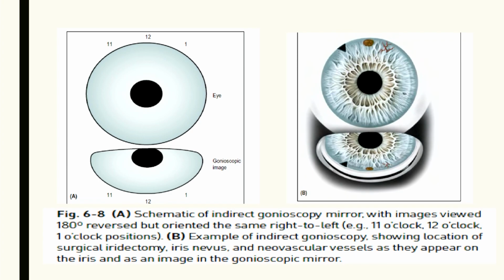This is just showing how the image of an angle is going to appear in an indirect gonioscopy mirror. As you can see, when you look into the inferior mirror, you are going to be focusing on the superior angle. But it should be noted that this is just a mirror image. There is no lateral inversion. The PI, which is present nasally, is going to be seen nasally only in the mirror below.